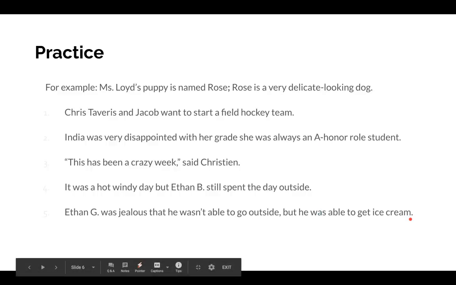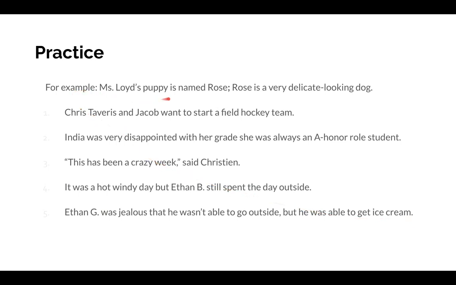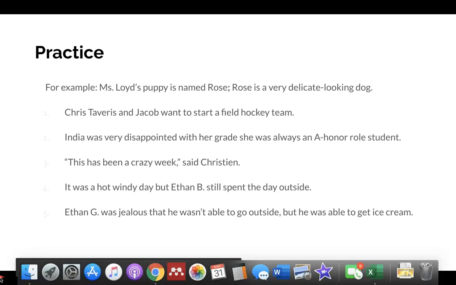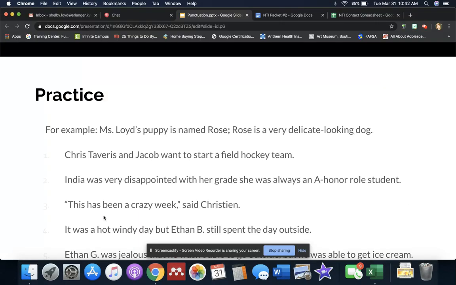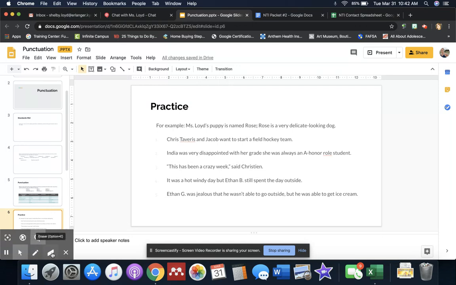All right. So if we look, for example, Miss Lloyd's puppy is named Rose. Rose is a very delicate looking dog. So if I go, I want to be able to mark on it. Speaking of Rose, she's going to probably start crying in a minute because that's how she rolls. So, for example, Miss Lloyd's puppy is named Rose.